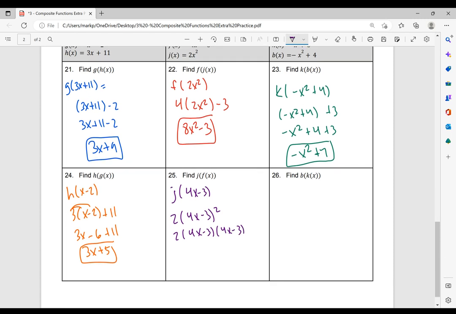I'm going to go ahead and FOIL this out real quick. So 2 times 16x squared. 4x times negative 3 is negative 12x. And then another negative 12x, which is negative 24x. Then negative 3 times negative 3 is positive 9. So when I distribute the 2, I get 32x squared minus 48x plus 18.